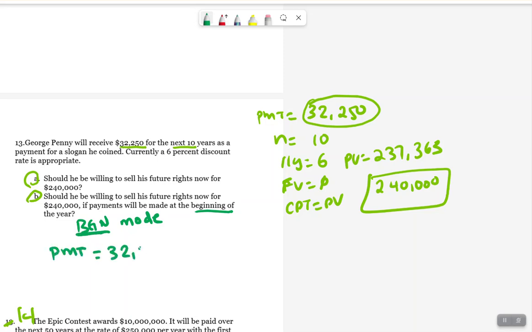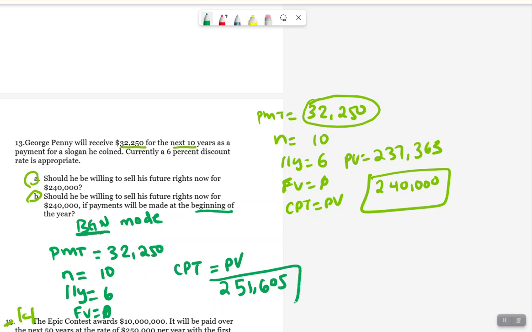So 32,250 is my payment. My N is 10. Your I/Y is going to be 6. Your future value is equal to 0. And what you're going to do is compute your present value. When you compute your present value, you will get a number.